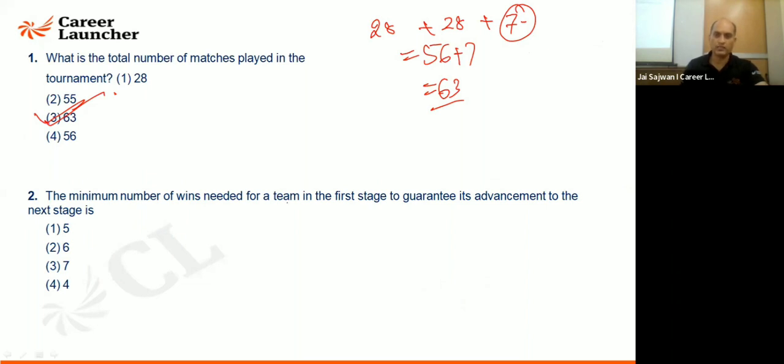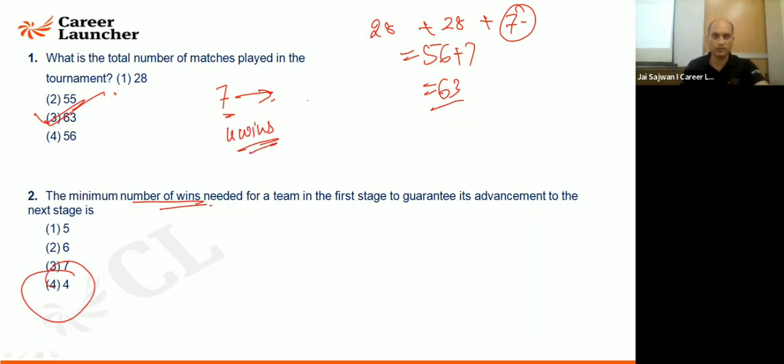The minimum number of wins needed for a team in the first stage to guarantee its advancement to the next stage is how much? So what is the minimum number of wins? I know with 7 wins, everyone will go through. Fine. So 7 wins is of course there. I want the minimum number of wins. Can I say with 4 wins, you can move to the next one?